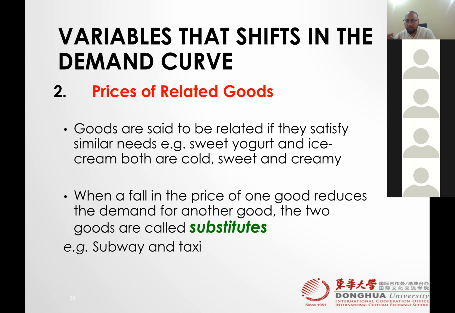So in economics, we have two categories of related goods. One is called complement and one is called substitute. We call two things substitutes if a price fall of good A causes demand of another good to decrease. For example, Pepsi and Coca-Cola. What happens here? If the price of Pepsi decreases, it causes demand of Coca-Cola to decrease also. We call these two substitutes.